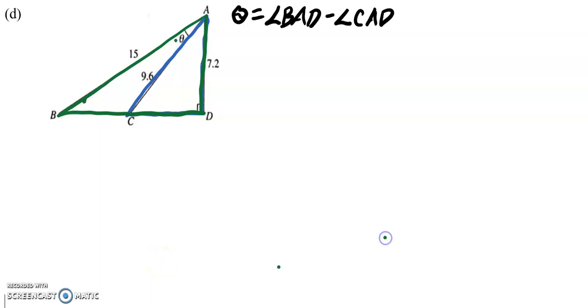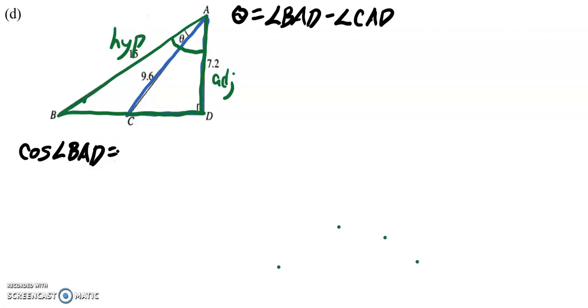Okay, so AD. So 15 is actually the hypotenuse of angle BAD, and 7.2 is actually the adjacent. So from here, we have adjacent and we have hypotenuse. So yes, we are using cosine. So cosine angle BAD is equal to adjacent, which is actually 7.2 divided by 15.